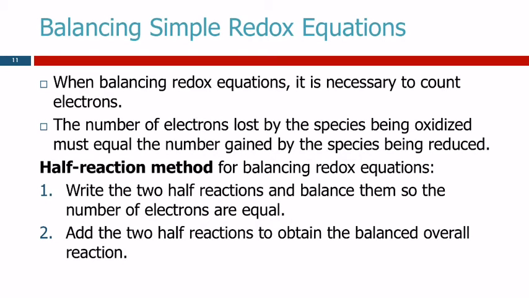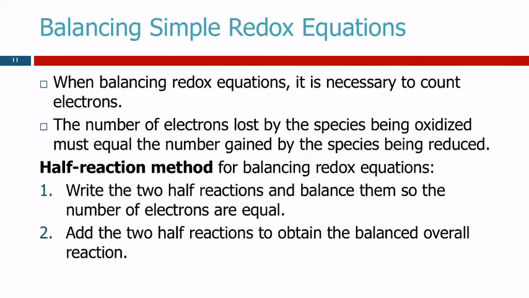Because like I said, there's no shelter for electrons. And you can't just leave them on the side of the road. You have to give them to someone. So if one atom is losing electrons, there has to be another atom to take them. So we use what's called a half reaction method.